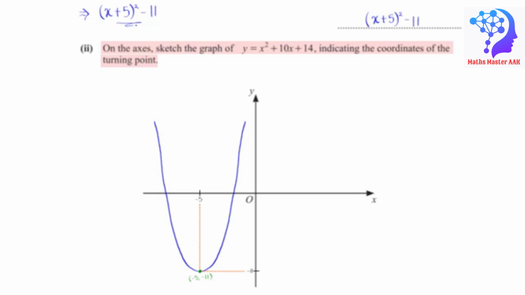The second thing is that since the coefficient of the x squared term is positive, it means that the turning point is going to be a minimum. In the previous question, we transformed x squared plus 10x plus 14 into (x plus 5) squared minus 11. In this form, it is easy to determine the coordinates of the turning point. To find the x coordinate of the turning point, we equate x plus 5 to 0, and this gives us negative 5. The y coordinate is negative 11.